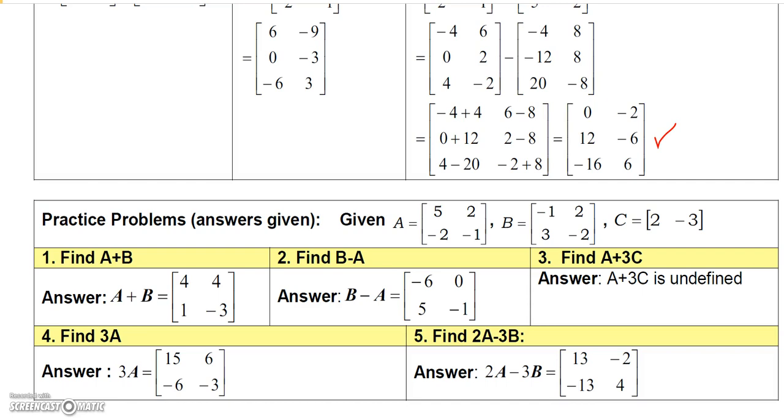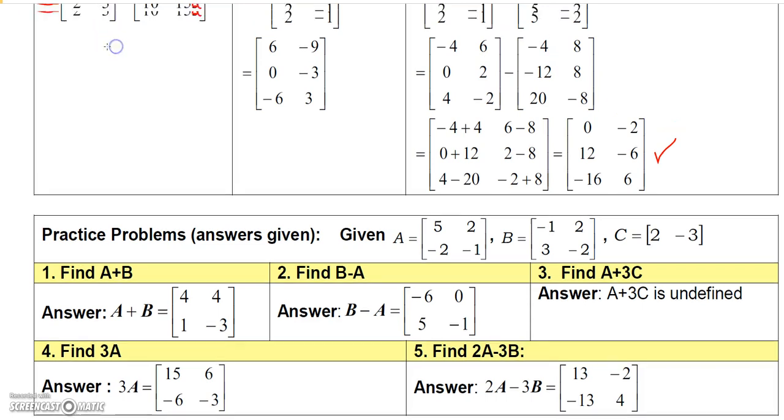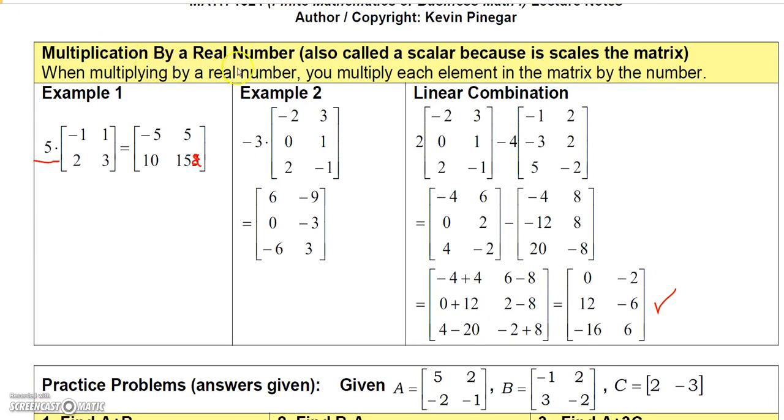In the next section, I'll talk about how you can multiply two matrices together. And here we did a multiplication, but it was only where we multiplied a matrix by a real number. But in the next section, I'll talk about multiplying a matrix by another matrix.